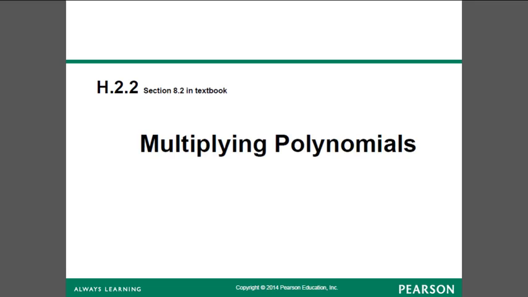Multiplying polynomials. We've already looked at adding and subtracting polynomials. What we want to do now is look at multiplying polynomials, whether that is a monomial times a polynomial, or binomial times binomial, or binomial times polynomial, anything of this nature. In here we will also take a look at the FOIL method, which is only for binomial by binomial.